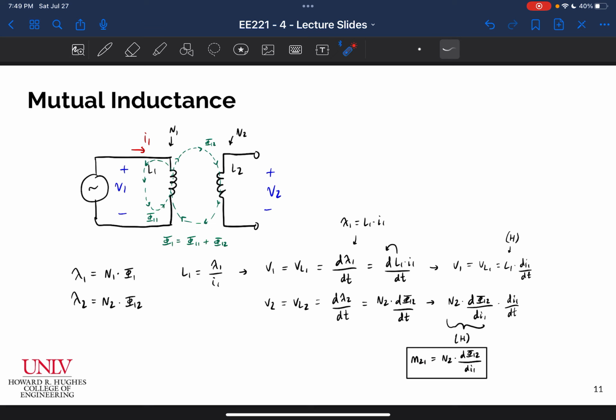In the next video, or the next couple videos, I think it's just going to be the next video, I'll rederive this going the other way, where I derive the mutual inductance of coil 1 if we have a current I2. Okay, so it's basically the same derivation, but going the other direction, and I'm going to cross this source out and have a current I2 here.